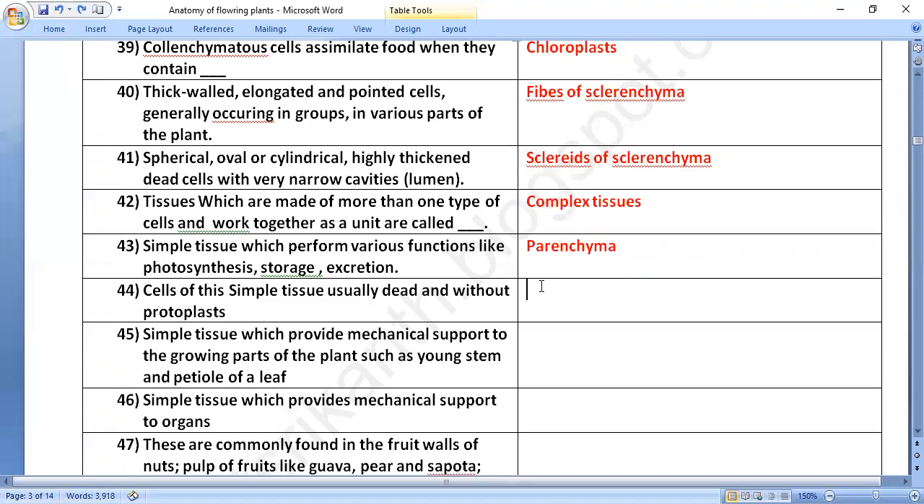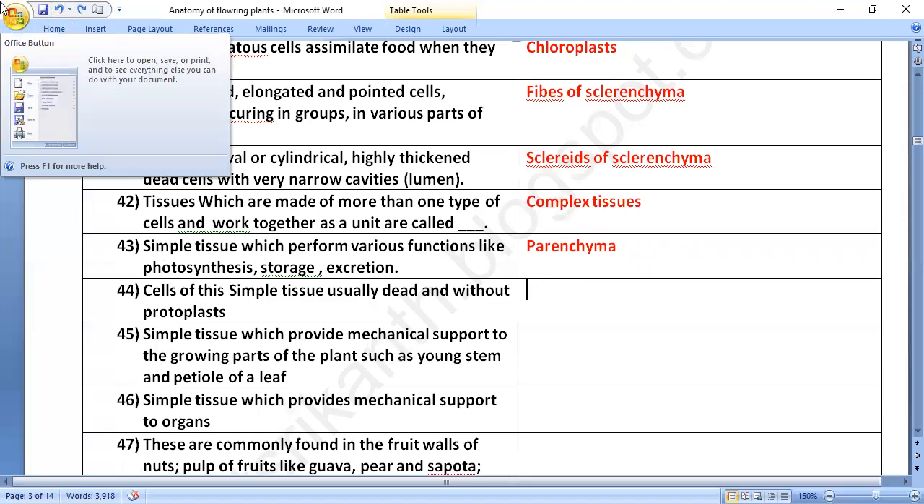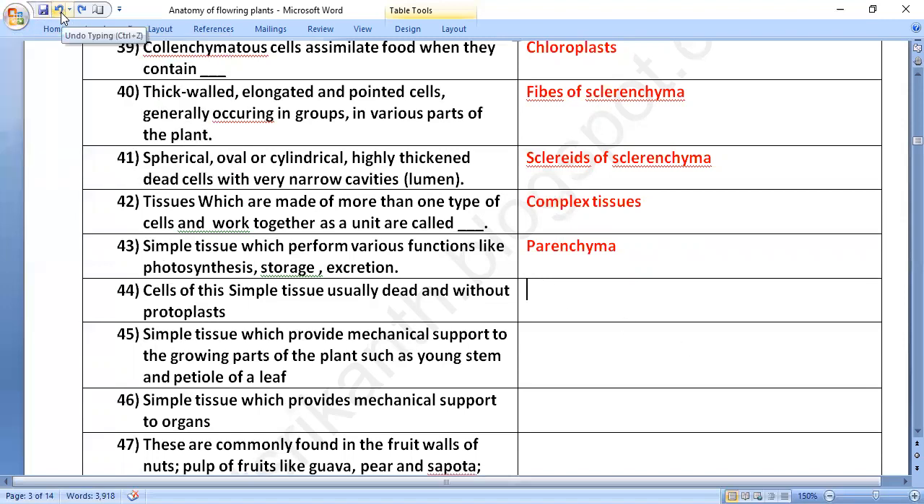Parenchyma is the simple tissue which performs various functions like photosynthesis, storage, and secretion. Cells of sclerenchyma are usually dead, without protoplasts. Collenchyma is the simple tissue which provides mechanical support to the growing parts of the plant, such as the young stem and the petiole of a leaf.